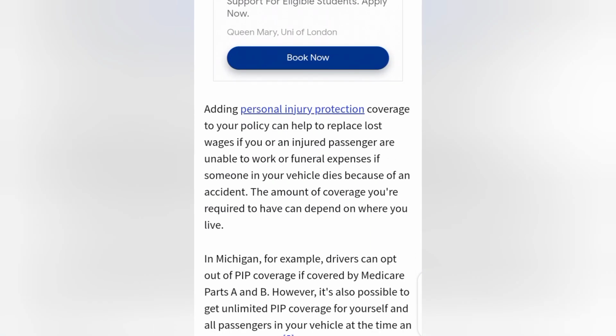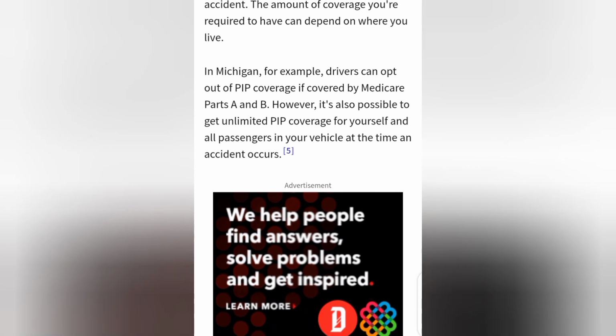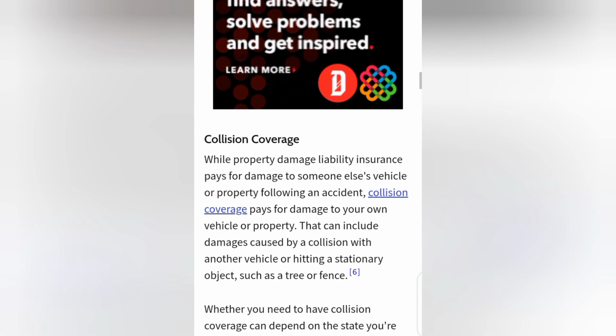Adding personal injury protection coverage to your policy can help to replace lost wages if you are an injured passenger unable to work, or cover funeral expenses if someone in your vehicle dies because of an accident. The amount of coverage you are required to have can depend on where you live. In Michigan, for example, drivers can opt out of PIP coverage if covered by Medicare Parts A and B. However, it is also possible to get unlimited PIP coverage for yourself and all passengers in your vehicle at the time an accident occurs.